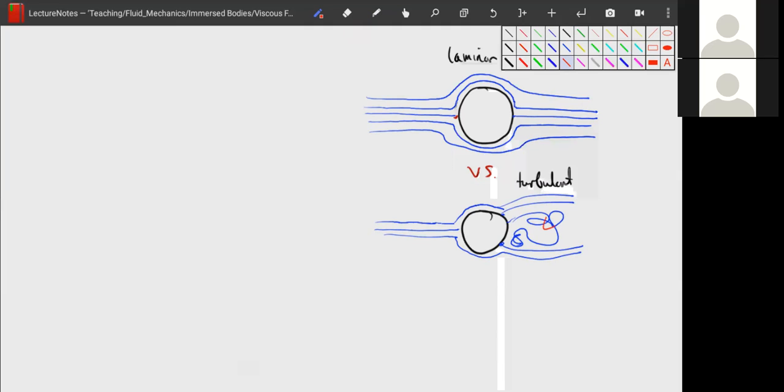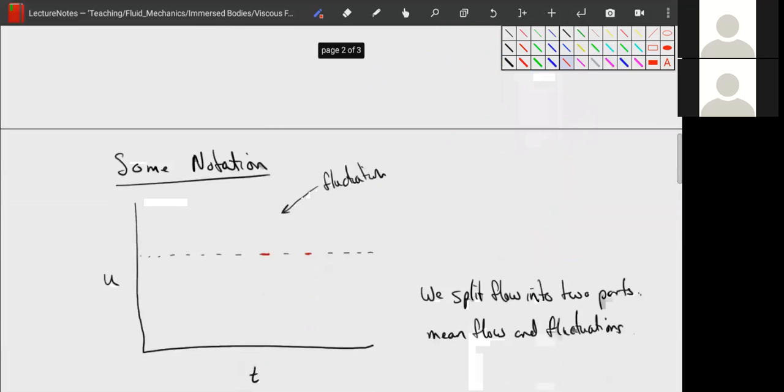Understanding when, how, and why we get flow separation at this point on a sphere is very important, and also understanding why this moves with Reynolds number, because as you increase the Reynolds number, this moves down towards the back, and that is a result of turbulence. Turbulence makes that happen. We'll talk about that for certain. So first, some notation about turbulence.